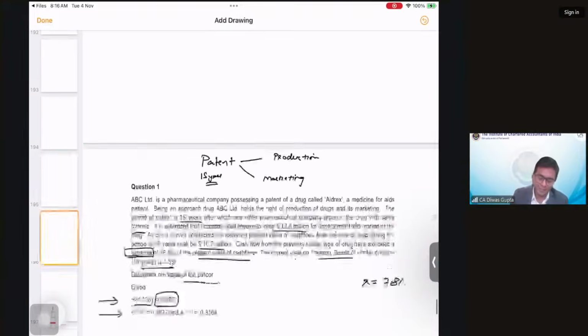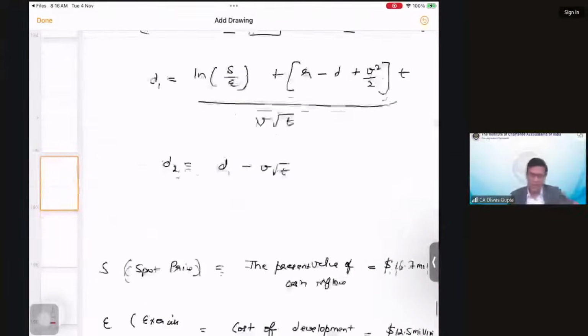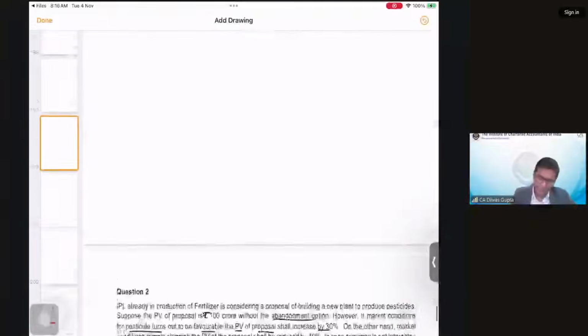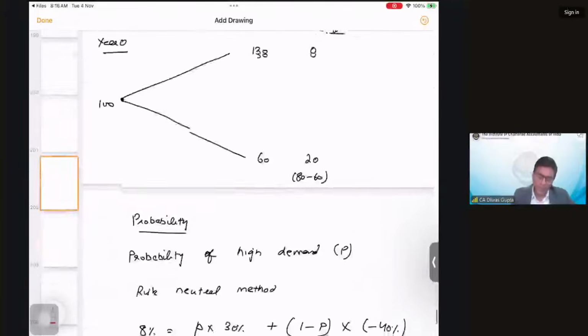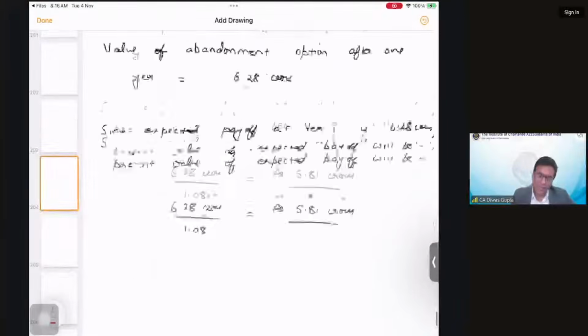Then there are different types of real options. I'm not covering that in this. So these are the questions that we would have discussed around the real options.